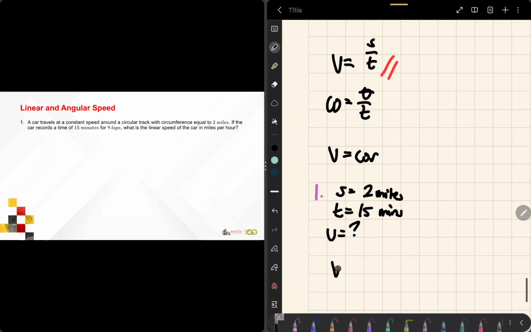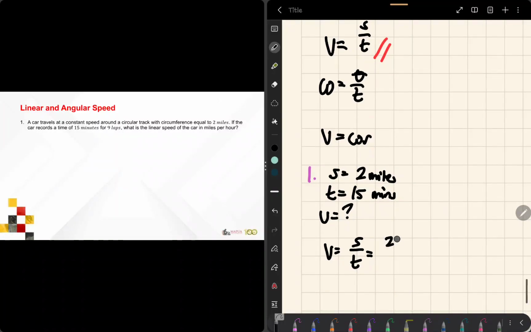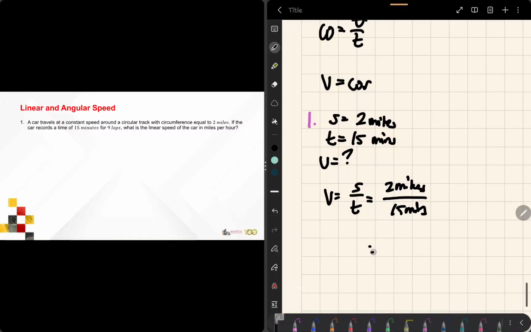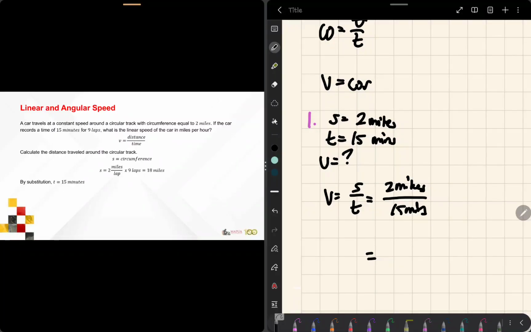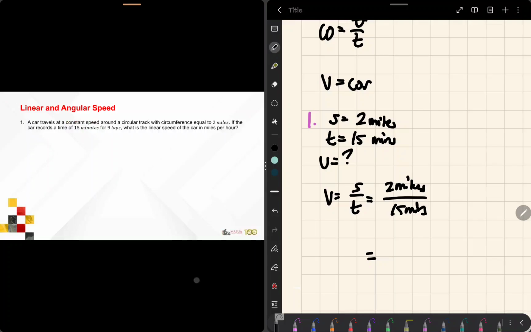So we have v is equal simply to s over t, wherein s is denoted as our distance. So we have 2 miles divided by 15 minutes. So this is just simply 2 miles per 15 minutes, or if we use our calculators, we will get, since it is stated that it has 9 laps, okay? It is stated that 15 minutes for 9 laps.